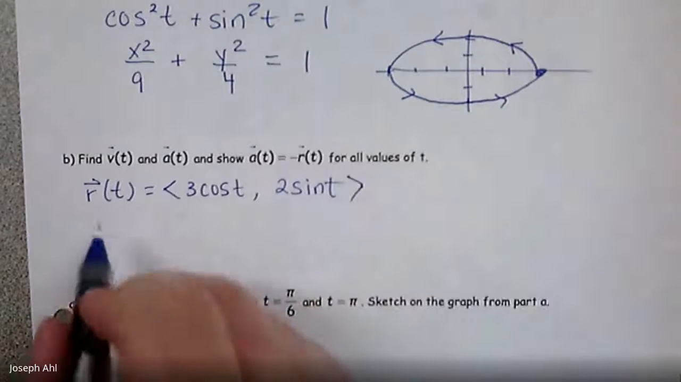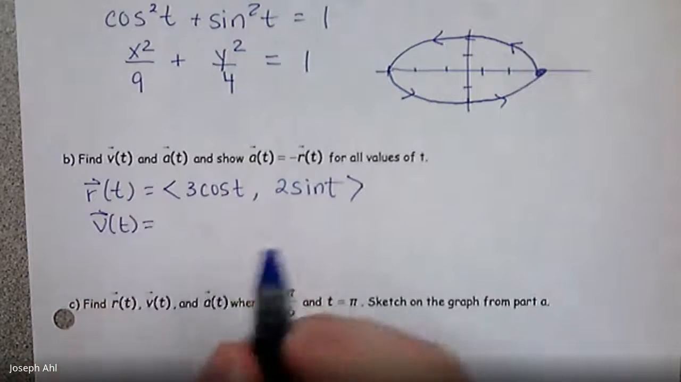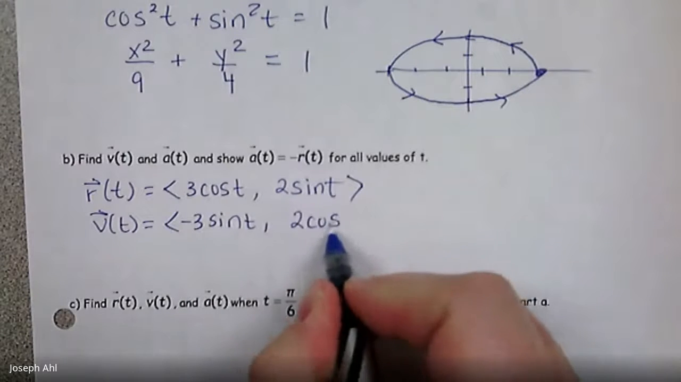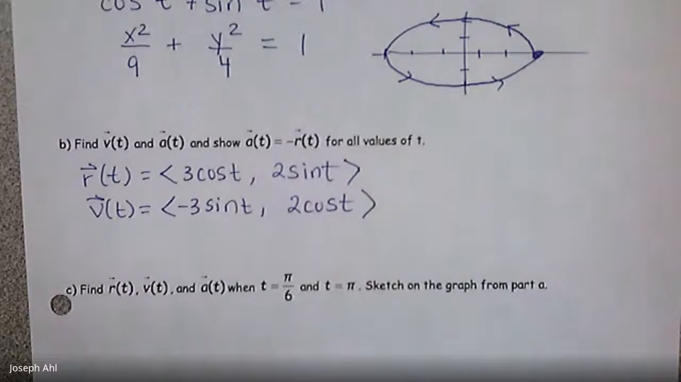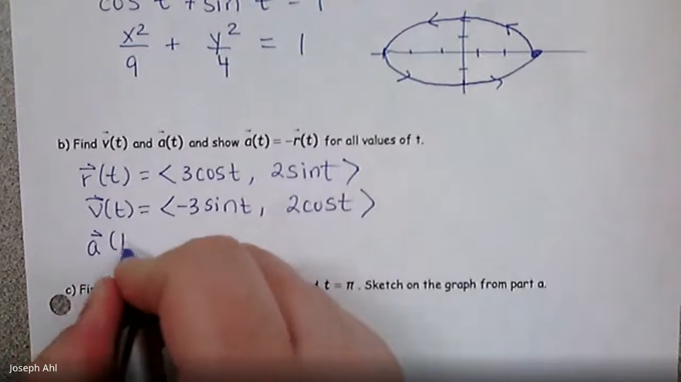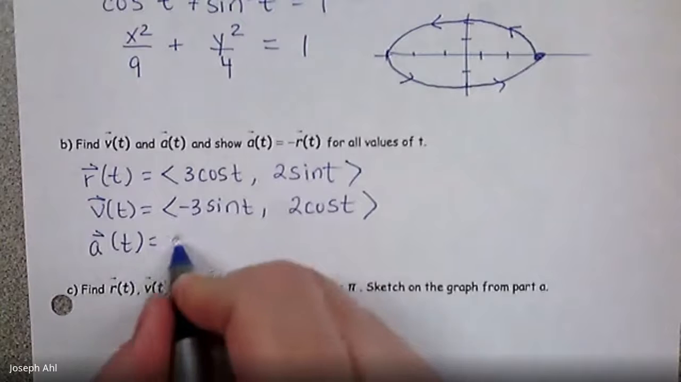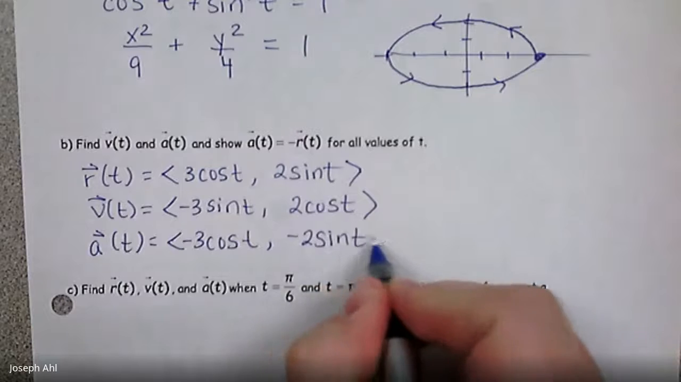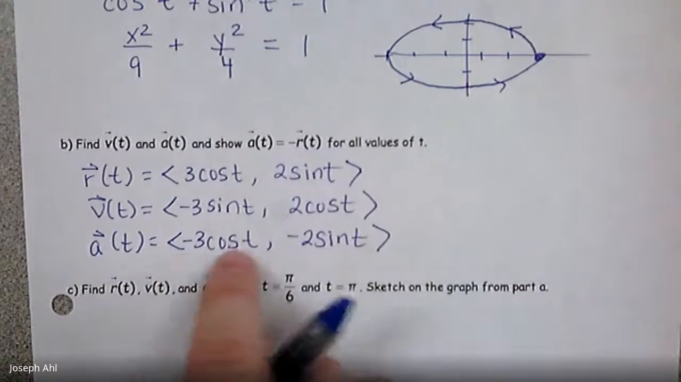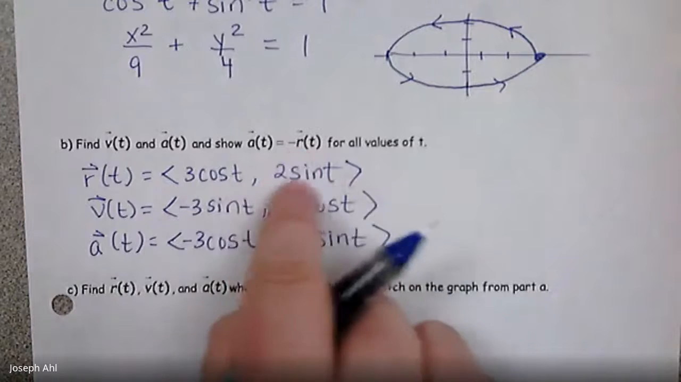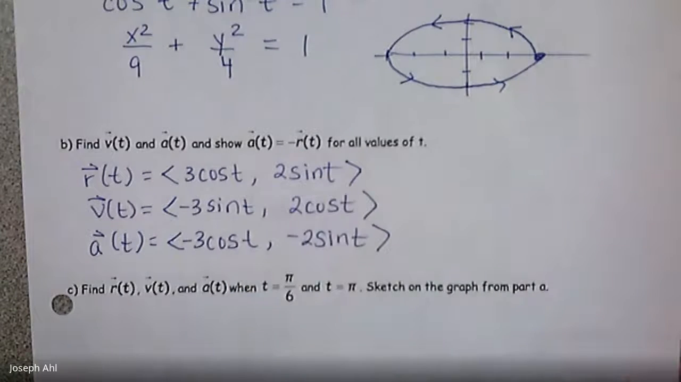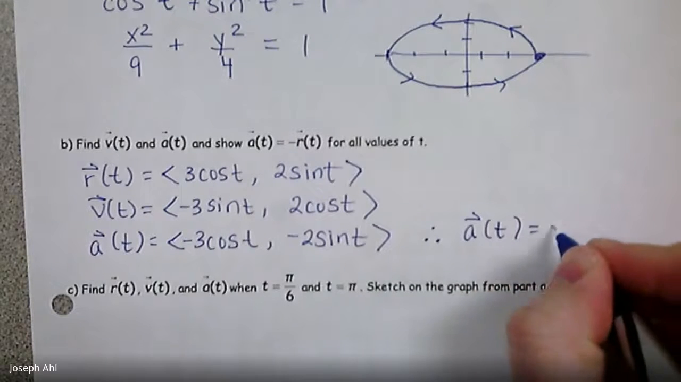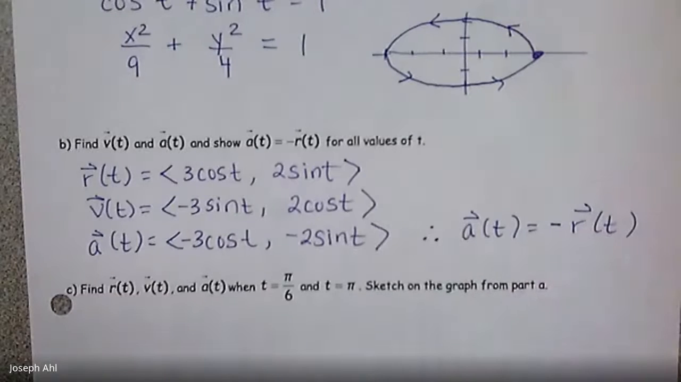Okay, so from there we can pretty easily establish what the velocity vector is. That would be negative 3 sine t, and this would be 2 cosine t for the y component. And then quickly the acceleration vector here would be negative 3 cosine t in this step, and this would be negative 2 sine t. And we can now quickly observe that the acceleration vector is the negated form of the position vector. So without doing much there, we can say, okay, well, therefore, a of t is in fact equal to the negated form of r of t.